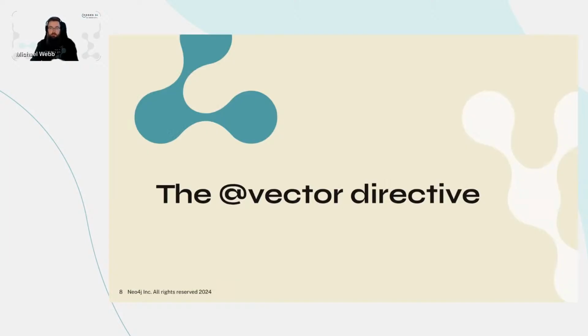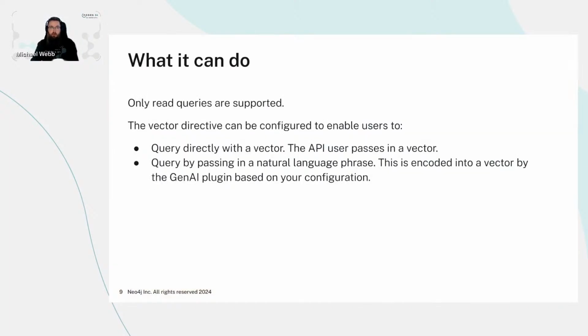So the vector directive, which has been introduced to the GraphQL library, let's have a little look at this. At the moment, it's a read-only query, so it supports only read. You can't mutate with this, but it can be configured in two different ways. First of all, you can pass a vector directly into the API, so the user would pass the vector themselves. They would have done the embedding generation themselves, or you can pass a query, and then the embedding is done by the API in essence, and then we would query using that.